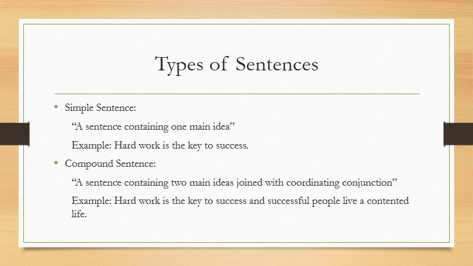Here you can notice that hard work is the key to success is one main idea, and successful people live a contented life is another main idea. And these two main ideas are joined with the coordinating conjunction and. So this sentence would be called a compound sentence.